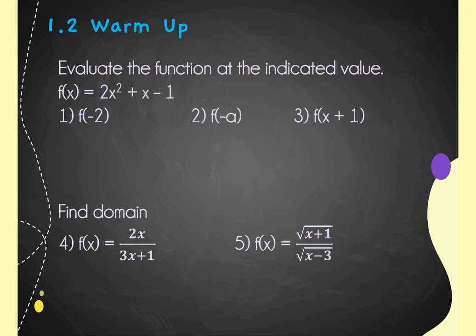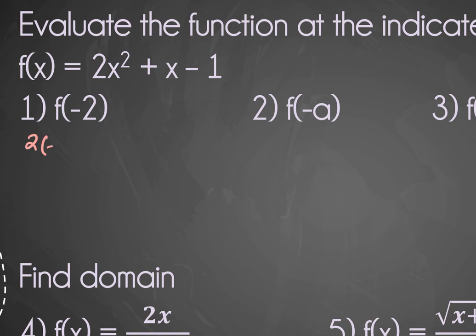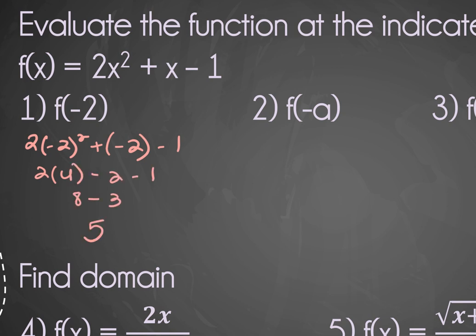Okay, so the first ones were just your evaluate. You're just plugging those in. For number 1, you're plugging -2 into each x. You're going to square the -2 first because that exponent is on that. And remember, you're plugging in parentheses. So that becomes 2 times 4 minus 2 minus 1, or 8 minus 3. And that's 5.